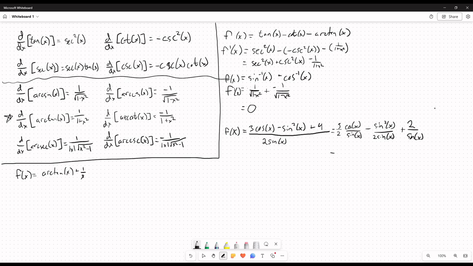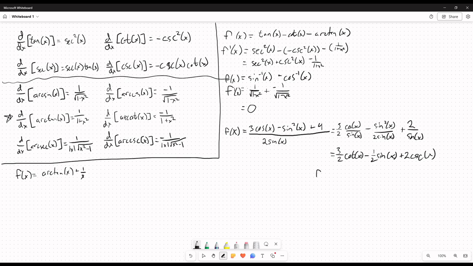What does this equal? Well, 3/2 cosine of x over sine of x is cotangent of x. Sine squared over sine is just going to be sine, so this is minus 1/2 sine of x. And then 1 over sine is cosecant, so this is just plus 2 cosecant of x.